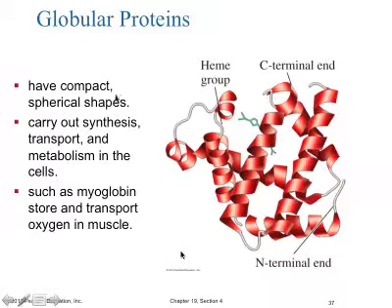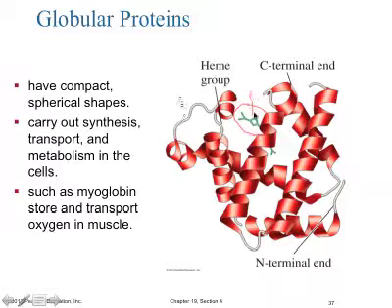All right, globular proteins, a glob, looks like a glob, have compact spherical shapes. They carry out synthesis, transport, and metabolism. Myoglobin is a globular protein, and it stores and transports oxygen. So I believe this is a picture of myoglobin, and it has a heme group, which is right here. And heme groups bond oxygen, and they transport oxygen in your blood and in your muscle, and you need myoglobin to do that. So there's that heme group.